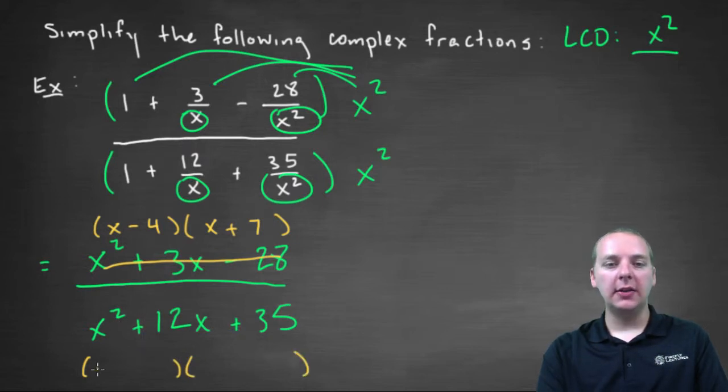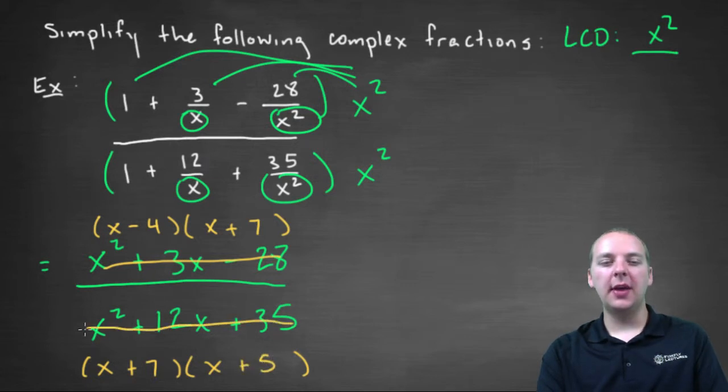The quadratic in the denominator will have an x and an x. Now we need two terms that multiply to 35 that also add to 12. I'm thinking 7 and 5. So it would be x plus 7 times x plus 5. And I know I went through that factoring kind of quickly, but that's not really the main point of this exercise, so I'm not spending a whole lot of time on that.